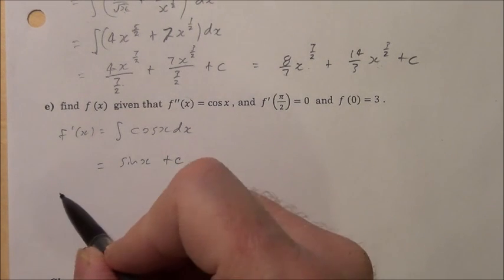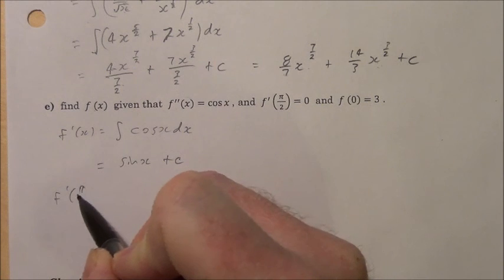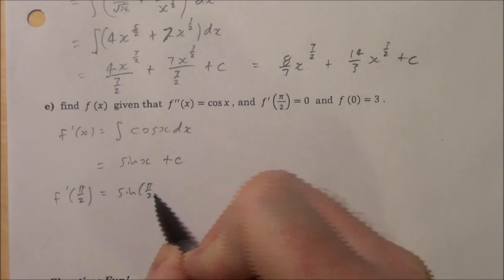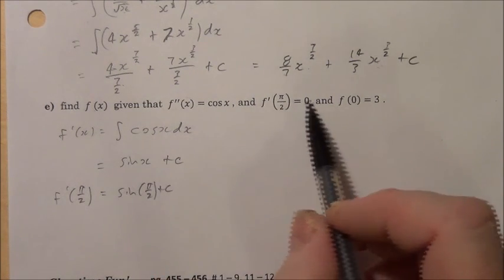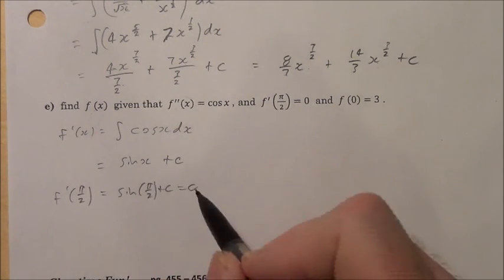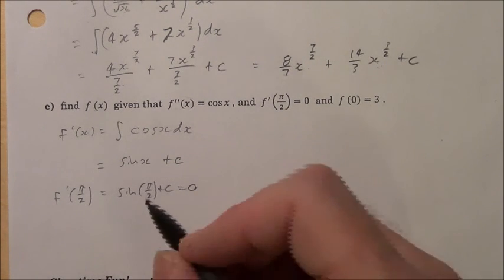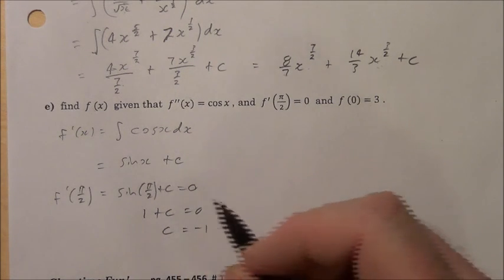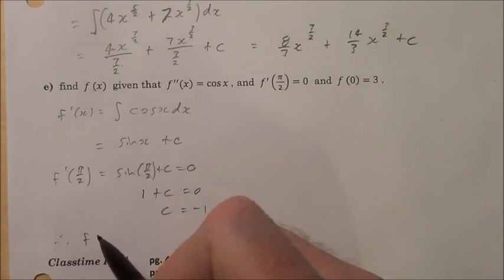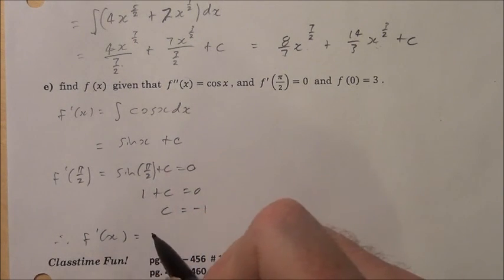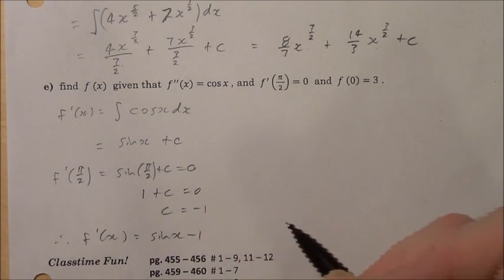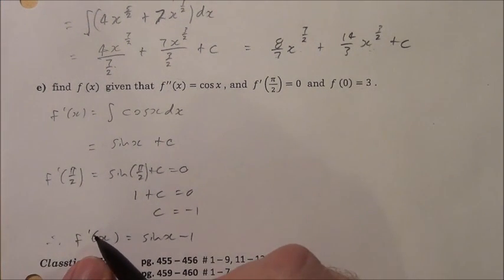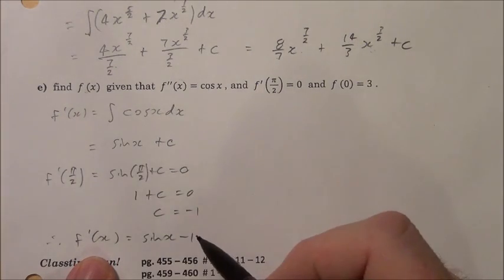So what we're going to do is substitute pi by 2 into x. And we know that that equals 0. So sine of pi by 2 is 1 plus c equals 0. Therefore c equals negative 1. So therefore f prime of x is sine x minus 1. So now, that's the first derivative. We want to get back to the original function.